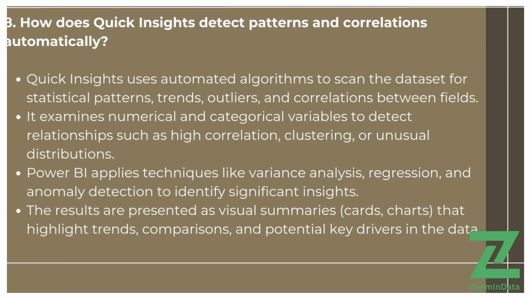Quick Insights uses automated algorithms to scan the dataset for statistical patterns, trends, outliers, and correlations between fields. It examines numerical and categorical variables to detect relationships such as high correlation, clustering, or unusual distributions. Power BI applies techniques like variance analysis, regression, and anomaly detection to identify significant insights. The results are presented as visual summaries, cards, charts, that highlight trends, comparisons, and potential key drivers in the data.